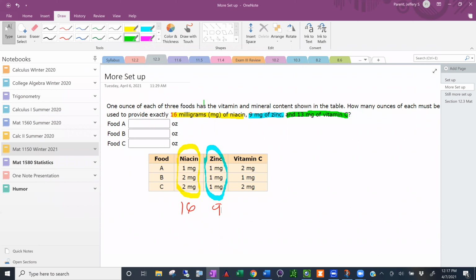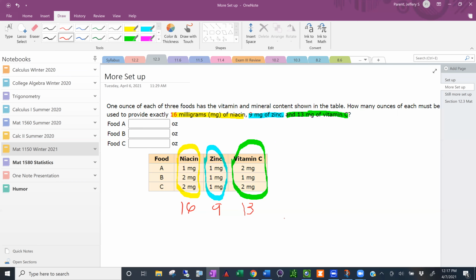So that last one here would be your vitamin C. We want 13 milligrams of that. So someone else here, I haven't heard from yet today. What equation am I going to use for vitamin C? 2A plus 1B plus 2C equals 13. Perfect. Thank you so much.